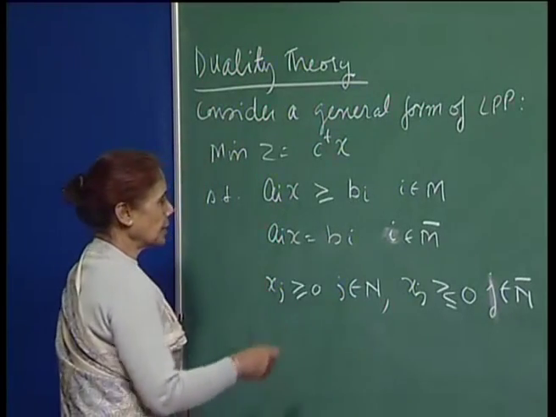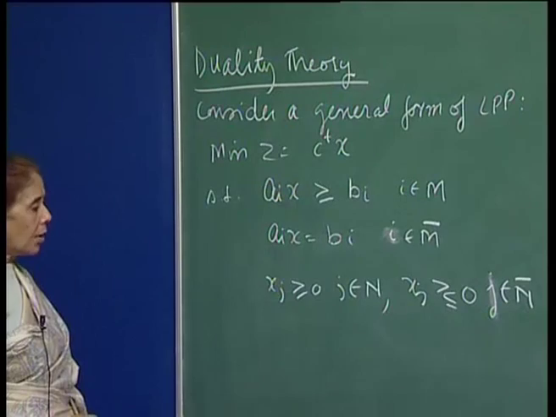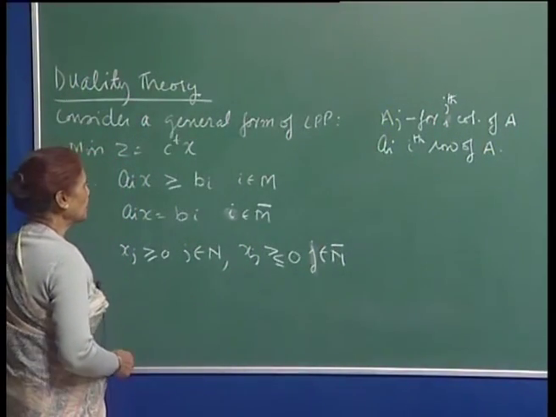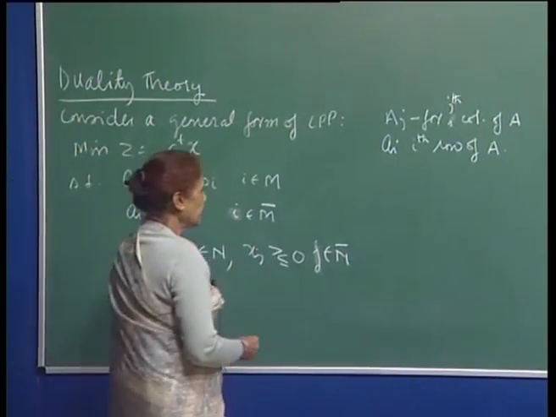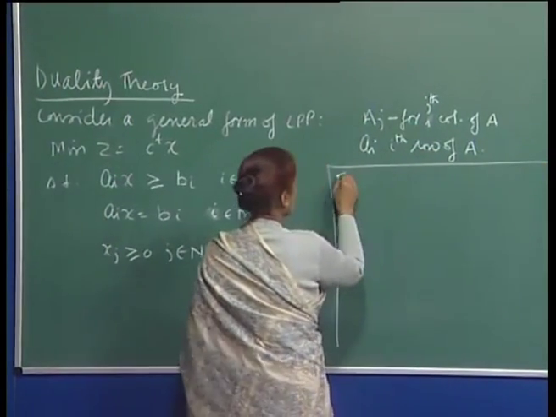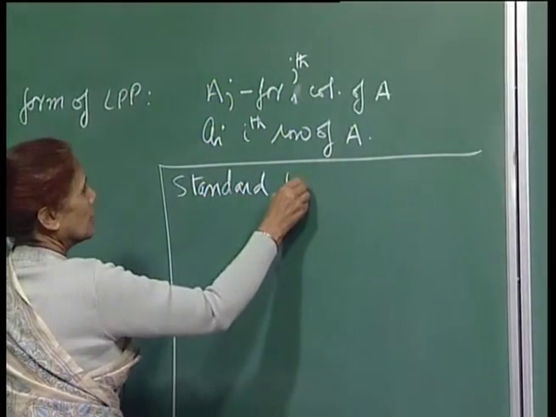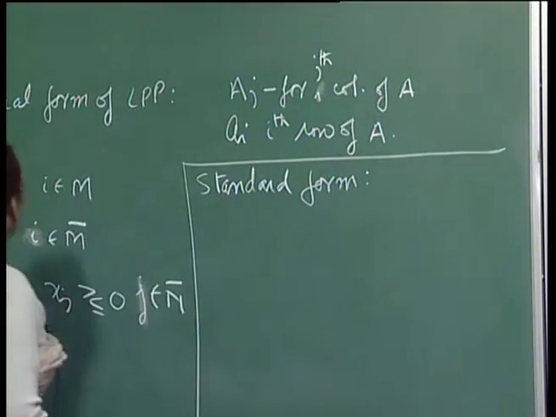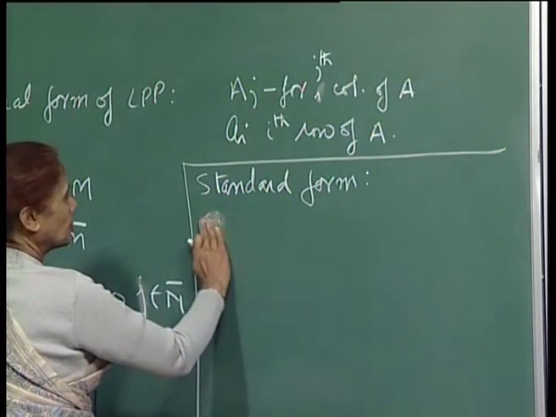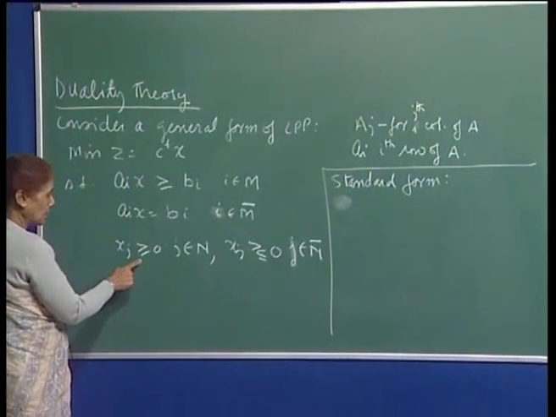I had earlier shown you that we can convert all linear programming problems to the standard form by adding slack variables or surplus variables. So, let us do that. What do I need to do to get to the standard form? In the standard form all variables are non-negative.